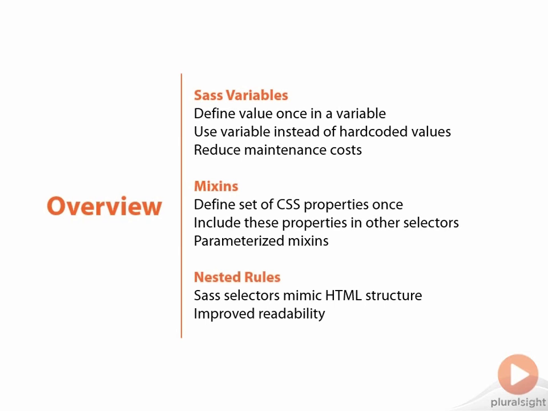We'll then look at nested rules. Nested rules allow us to write our SASS CSS selectors to mimic the HTML structure that they're describing. So we'll see how by doing this we can actually improve the readability of our SASS files to make it more clear exactly which HTML elements are being targeted.